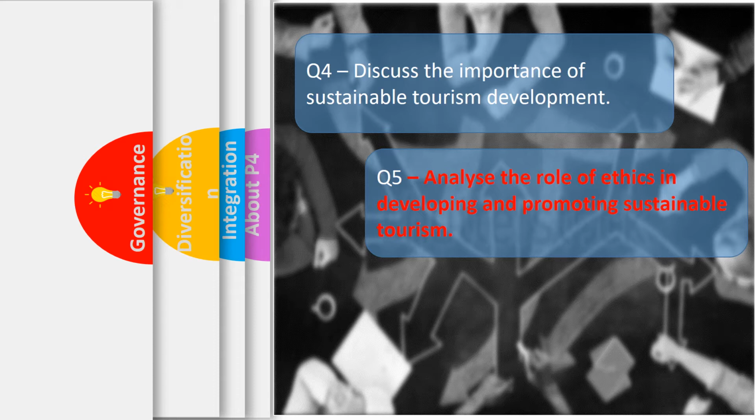And then we're talking about ethics in developing and promoting sustainable tourism. So by now we would have understood what we mean by sustainable tourism, and then we're talking about promoting sustainable tourism. So that's the marketing side of it. And we have to then say, well, what do we mean by ethics? What is the role of ethics in developing and promoting sustainable tourism? What are the definitions of ethics? And how does it affect the promotion of sustainable tourism?